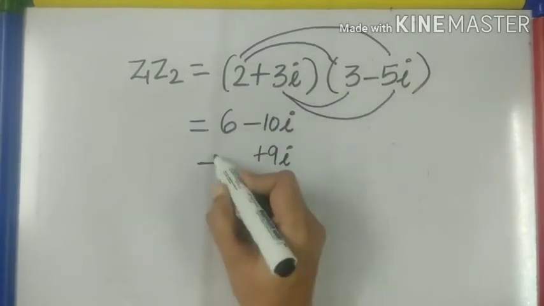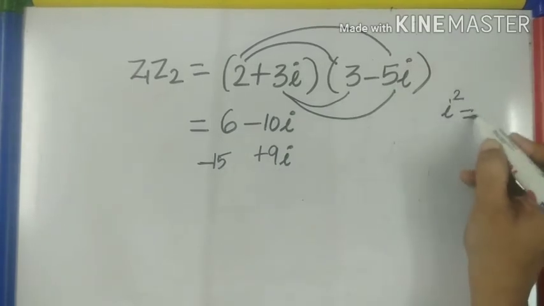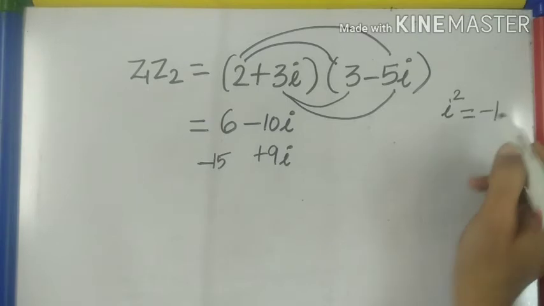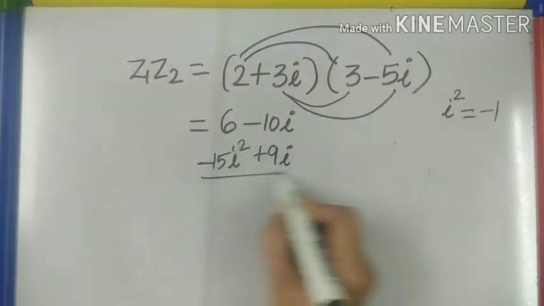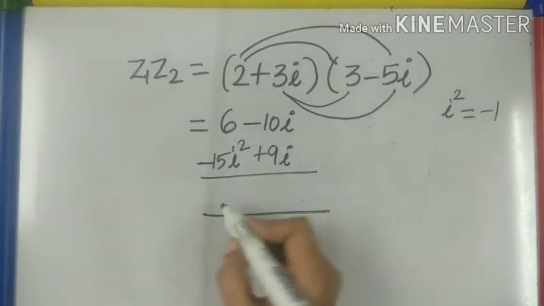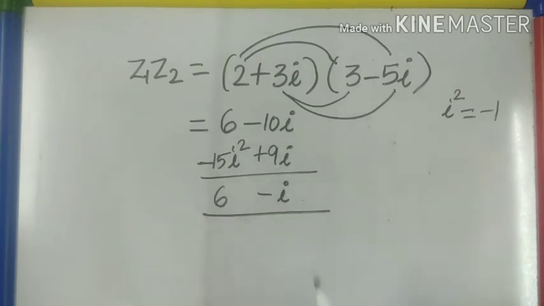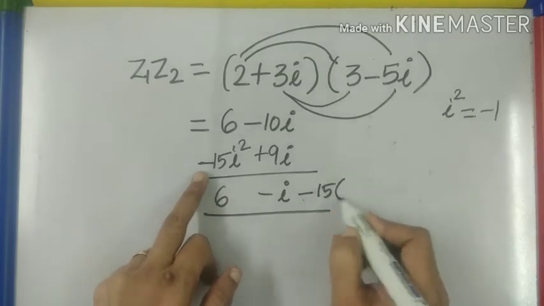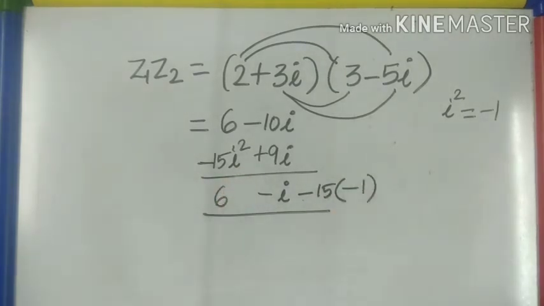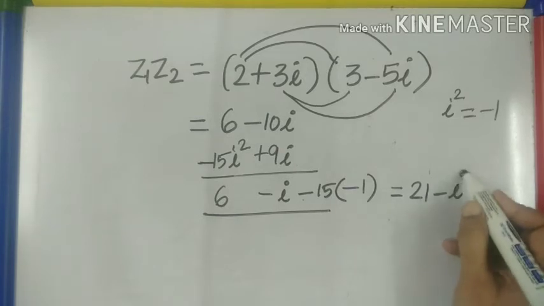3 into 5, 15, i into i, i square. I square value is minus 1. So first time I write i square, but when I add and write, instead of this i square, I have to replace it with minus 1. So 6, minus 10i plus 9i is minus i. This minus 15, i square value minus 1, minus into minus plus. So 15 plus 6, 21 minus i.